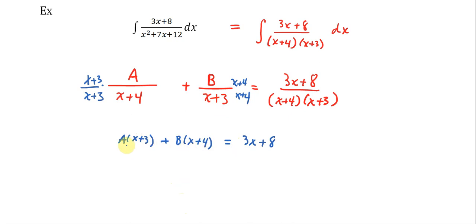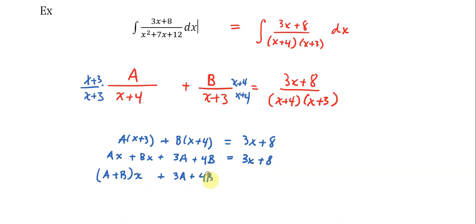Expanding and simplifying the left side, we have Ax plus Bx, so A times x, B times x, plus 3A plus 4B. So I've distributed and rearranged some things, and that's still equal to 3x plus 8. Now I can factor out the x, and I get (A plus B) times x plus 3A plus 4B, and that's equal to 3x plus 8.